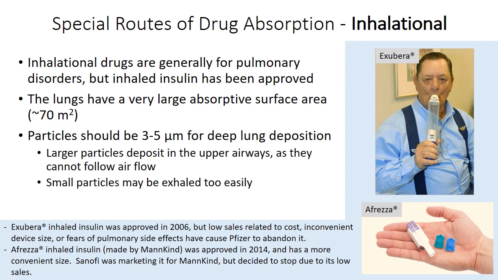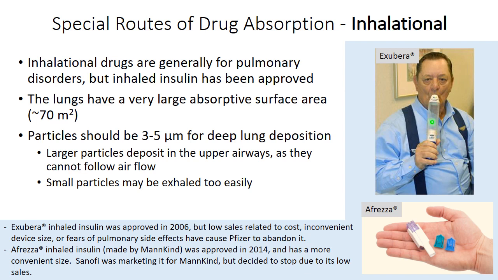I don't want to spend too much time on this, but down on the bottom here, you'll see the insulin inhalers, Exubera and Afrezza. Exubera was approved in 2006, but it had very low sales related to cost, inconvenient device size, or fears of pulmonary side effects. Pfizer actually abandoned it. It wasn't forced off the market by the FDA.